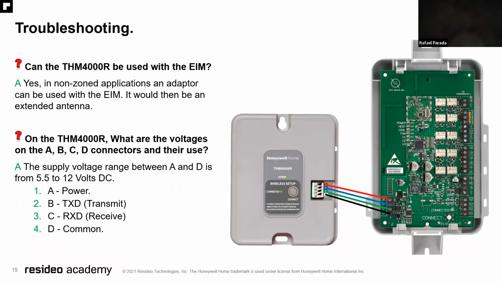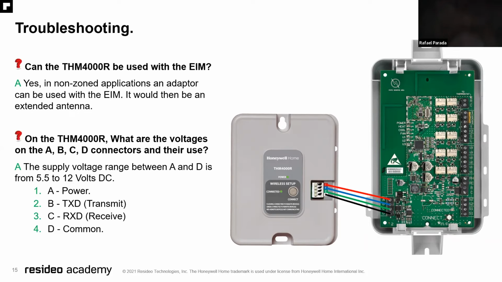Another pretty common call that we receive is if the THM 4000R can be used with the EIM. So we're talking about the wireless adapter, the THM 4000R, and the equipment interface module. And the answer is yes, we can use the wireless adapter on the equipment interface module whenever it is not a zone application. And it will need to be used as an extended antenna. Actually, that is what we are doing here.